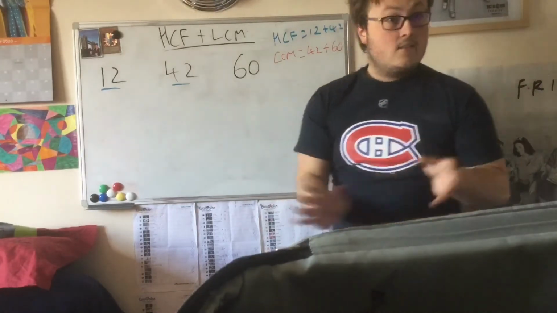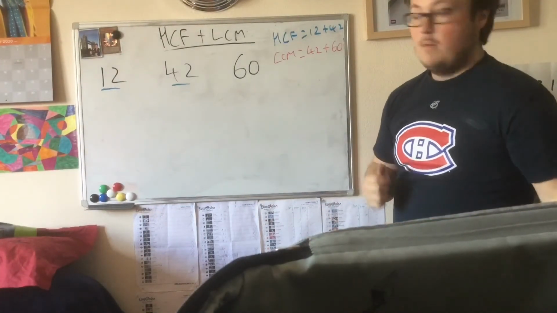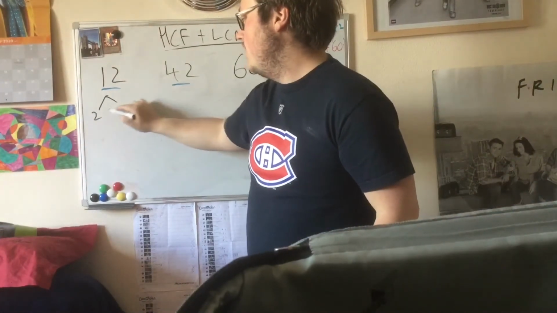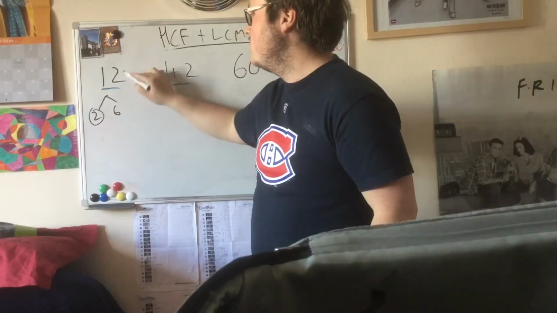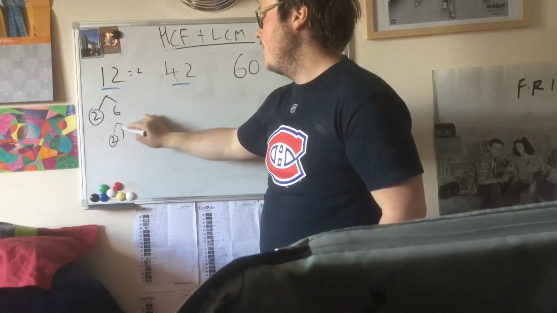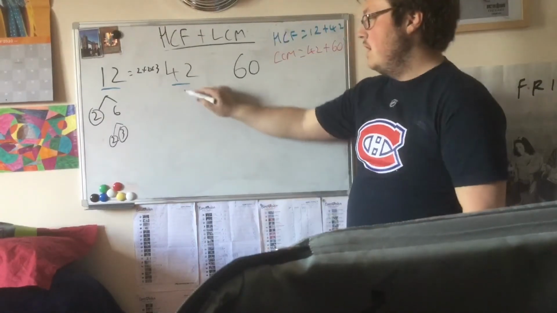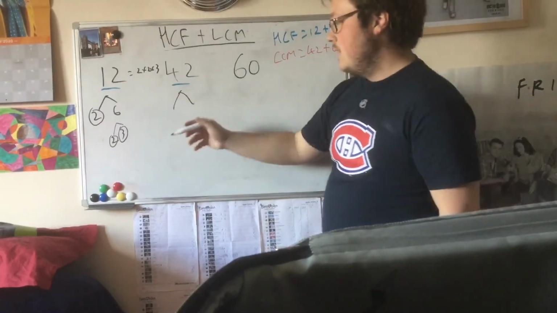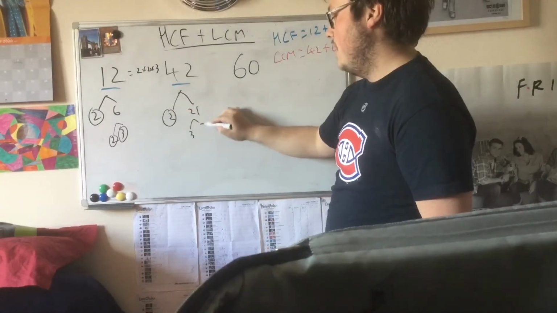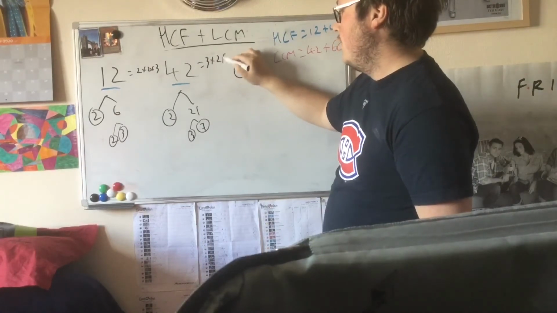So, let's start off by finding the highest common factor of 12 and 42. What we do is we split our 12. We can split it into 2 and 6. Circle the 2, because 2 is a prime number, and split the 6 into 2 and 3, times 2 times 3. Done. Then we split the 42, that becomes 2 and 21. The 21 becomes 3 and 7. Done.